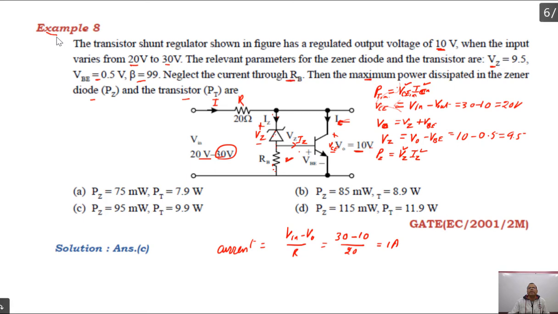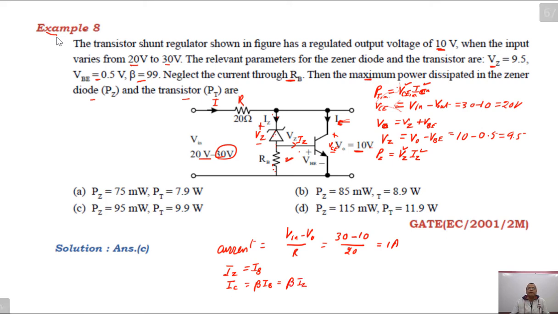The current through RB is neglected. This is given here. So IZ must be equal to what? The base current of the transistor, right? And what is the relationship between base current and collector current? The collector current of a BJT is equal to beta into base current. So my collector current will be beta into IZ.